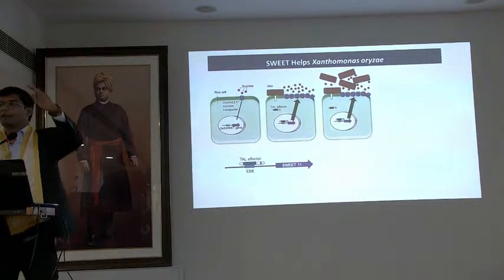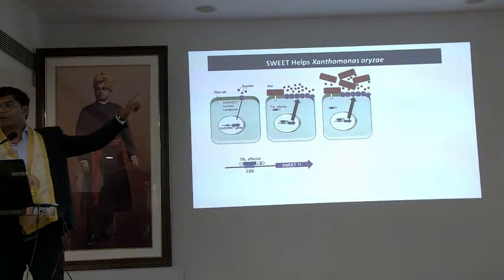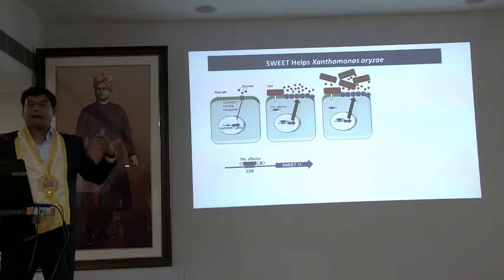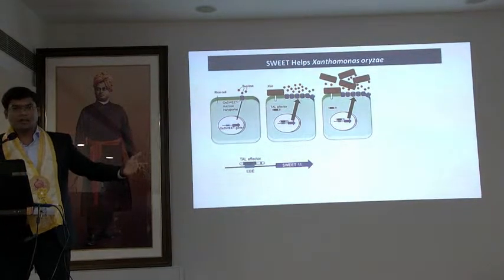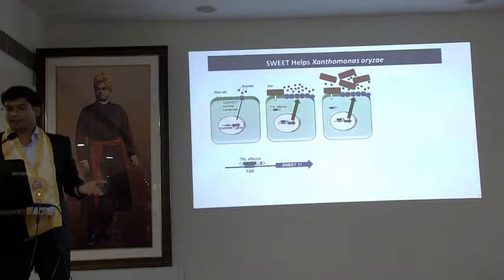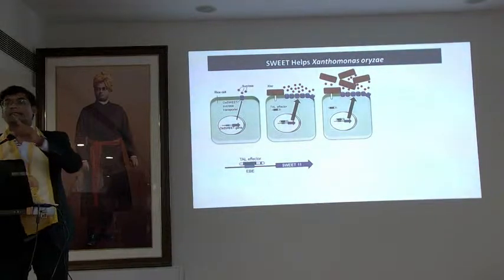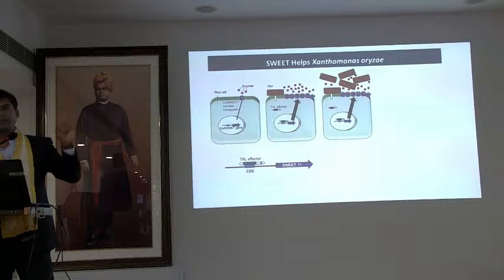the SWEET would not be induced and protein would not be produced, sucrose would not be transported, bacteria would not be getting any nutrition, so bacteria cannot infect more the rice plant. This is a natural mutation to inhibit bacteria.